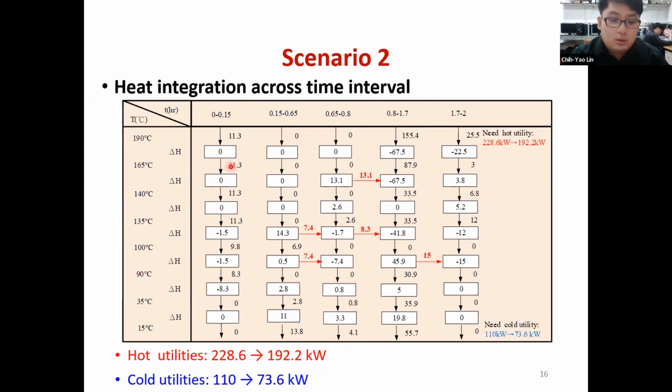This figure indicates the result of heat integration across time interval. Due to heat integration of scenario 2 across time interval, the result should be better than scenario 1. So we could see period 2 could provide heat to period 3. So hot utility demand reduced to 192.2 kilowatt, and cold utility demand reduced to 73.6 kilowatt.